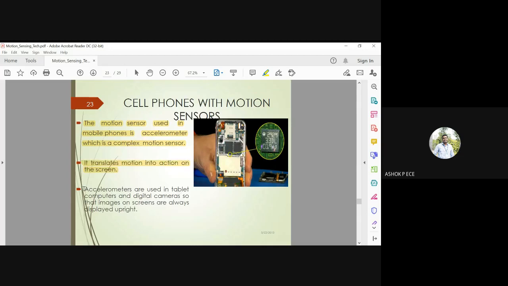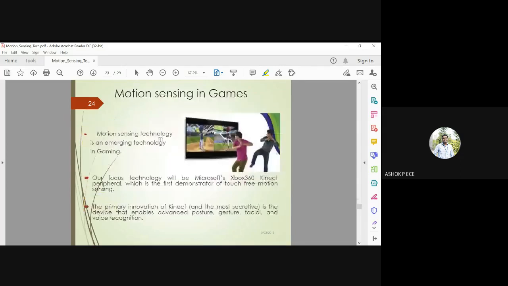Accelerometers are used in tablet computers and digital cameras so that the images on screen are always displayed upright. So you can change the way you want to view the contents on your mobile phone using these motion sensors. If you tilt your mobile phone or change its orientation, the display is automatically changed. That is using the accelerometer sensor, which detects a complex motion. Motion technology is used in gaming also.